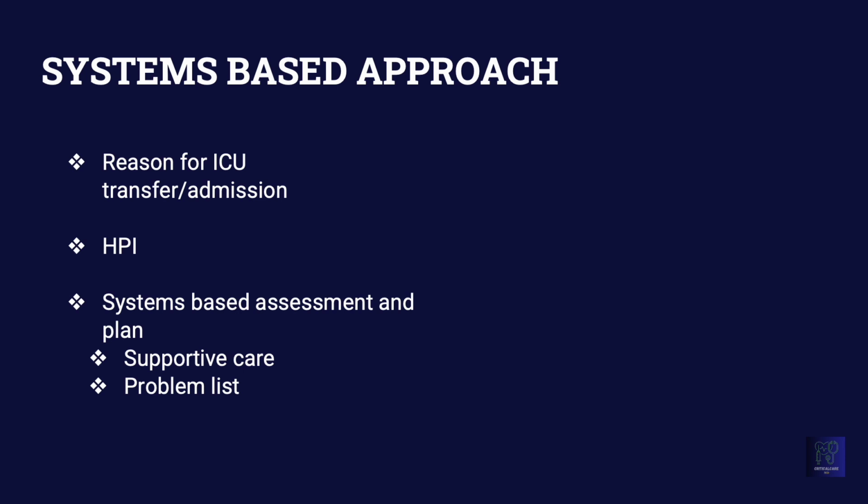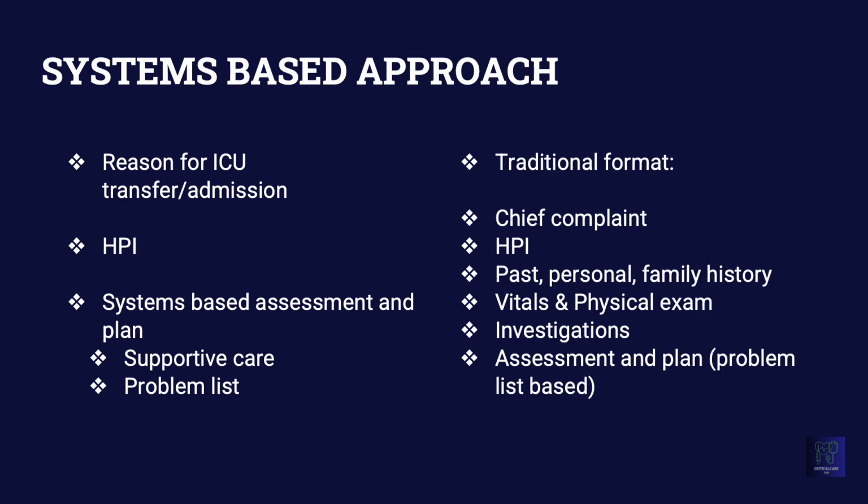For each system, think about two things: one, the supportive care, and two, the problem list based plan. This is in contrast to the traditional format where we start with chief complaint, go to HPI, then talk about other history, do vitals, physical exam, review the investigations, and then talk about assessment and plan, which is problem list based. Let's see why the systems based approach is better.